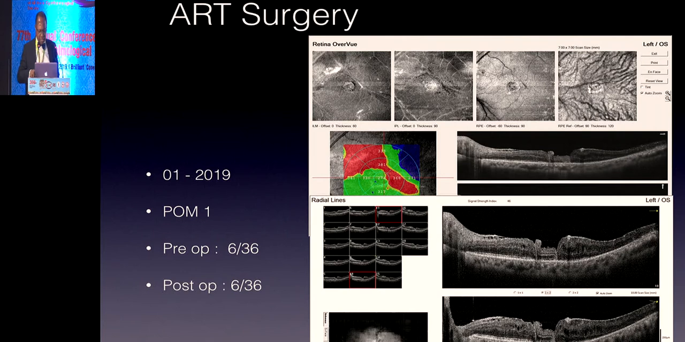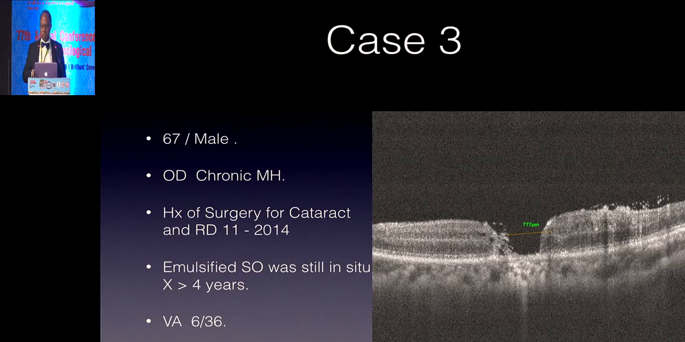So this was impressive. I thought this was impressive. So we went on to the third case, and the third case was a patient who had had surgery 4 years ago for retinal detachment. And this patient, unknown to him, had silicone oil in the eye. When he presented to us, he had silicone oil in his eye.